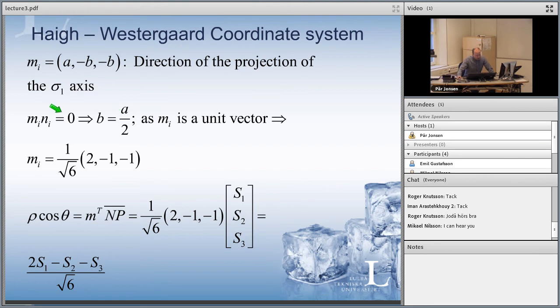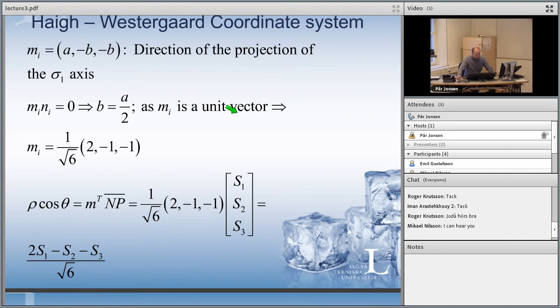From this one you can put up this system. Rho cos theta is the same as this relation, M transpose, and this vector NP, which is the distance from the pressure point to your stress point in the plane. And you have this one already, and you know that this one we have already calculated. This is the principal deviatoric stresses, S1, S2, and S3. And you have this relation. If you calculate this one, you will have this one.